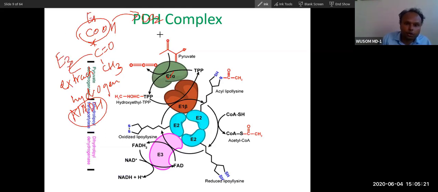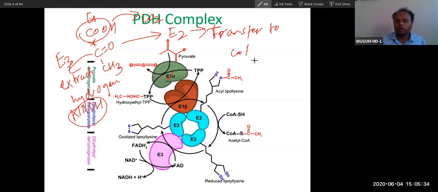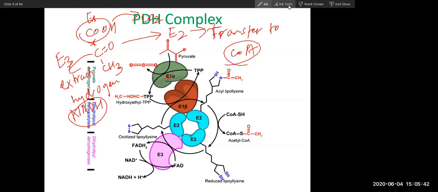The function of E2 is to transfer this acetyl group to coenzyme A. Did you understand this? Tell me. Can you repeat E2 again?